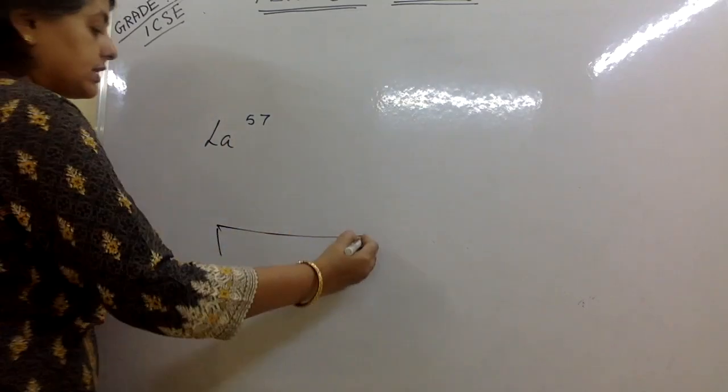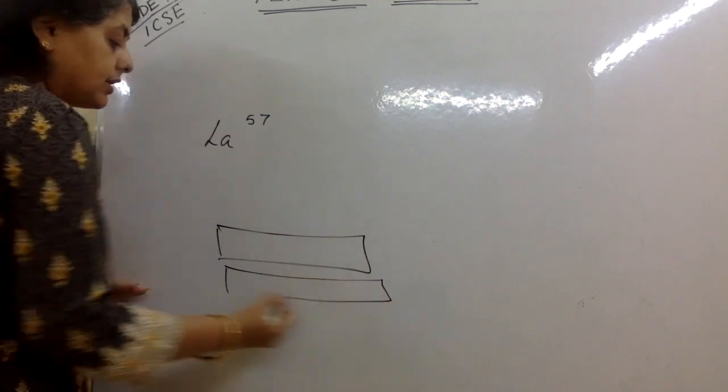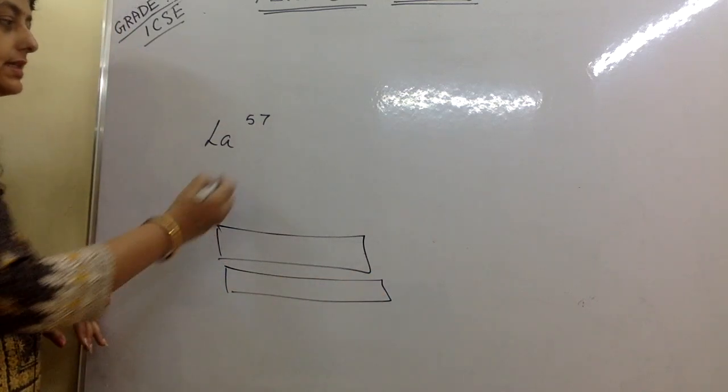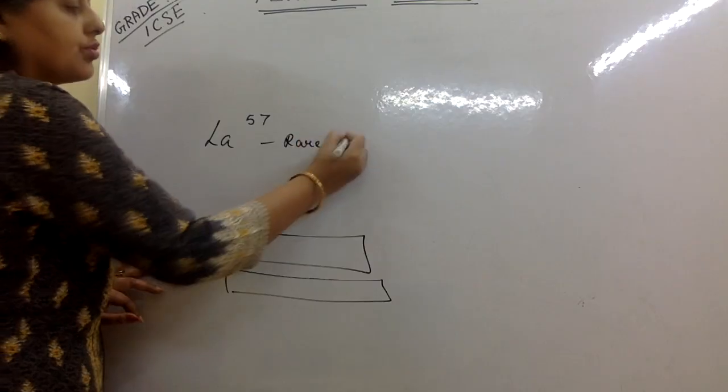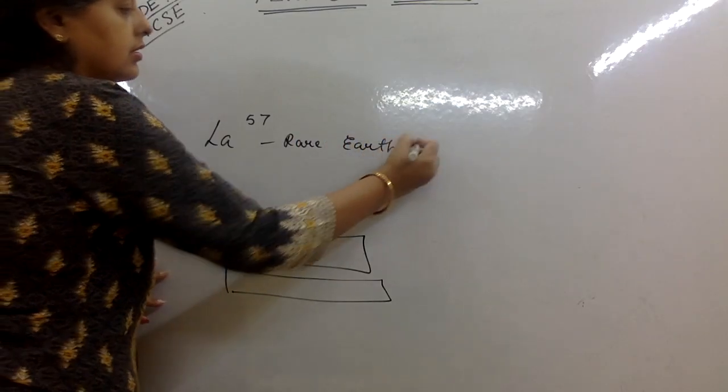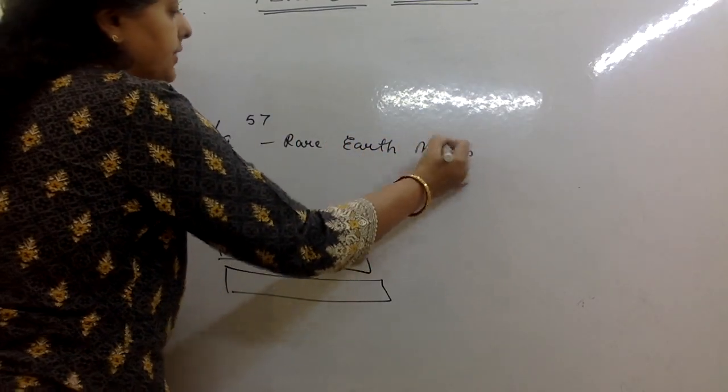You'll see two boxes are made like this and elements are given here. One is the lanthanide series. These are rare earth metals. You don't have to learn much from this. Questions on rare earth metals don't come from this.